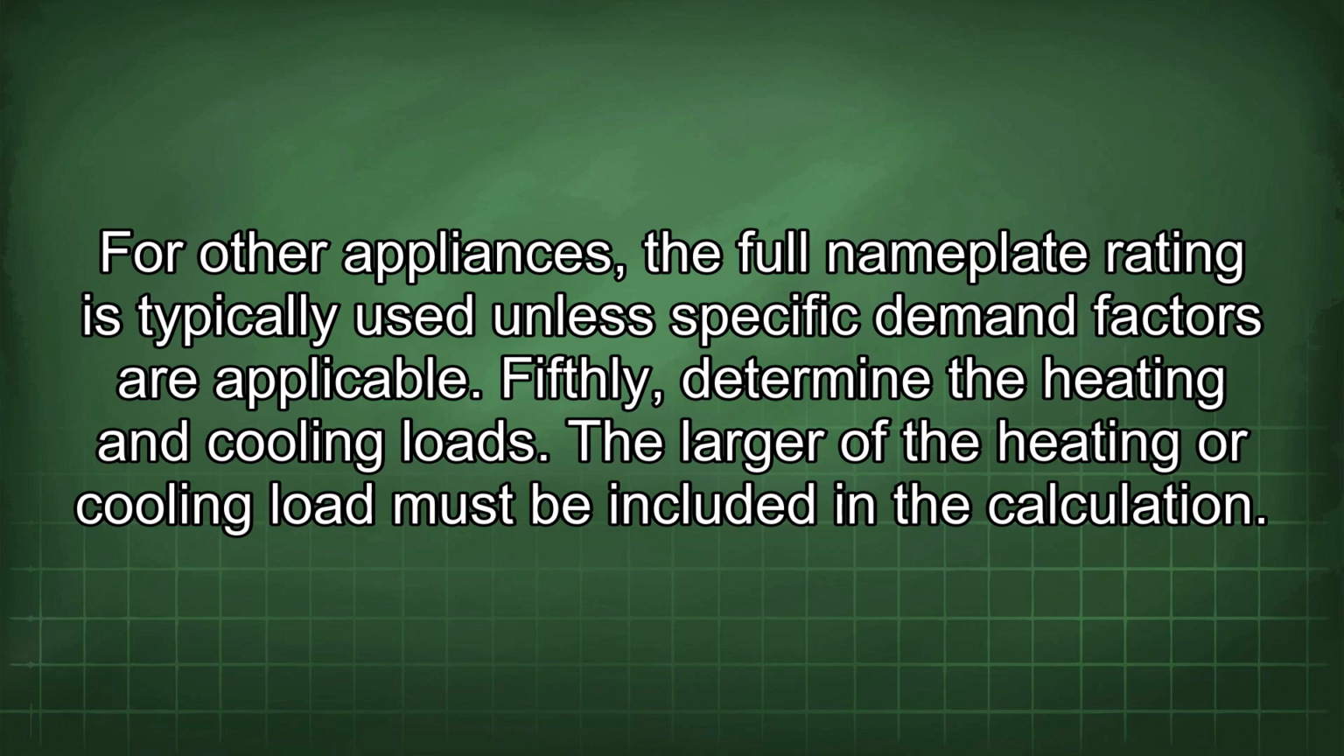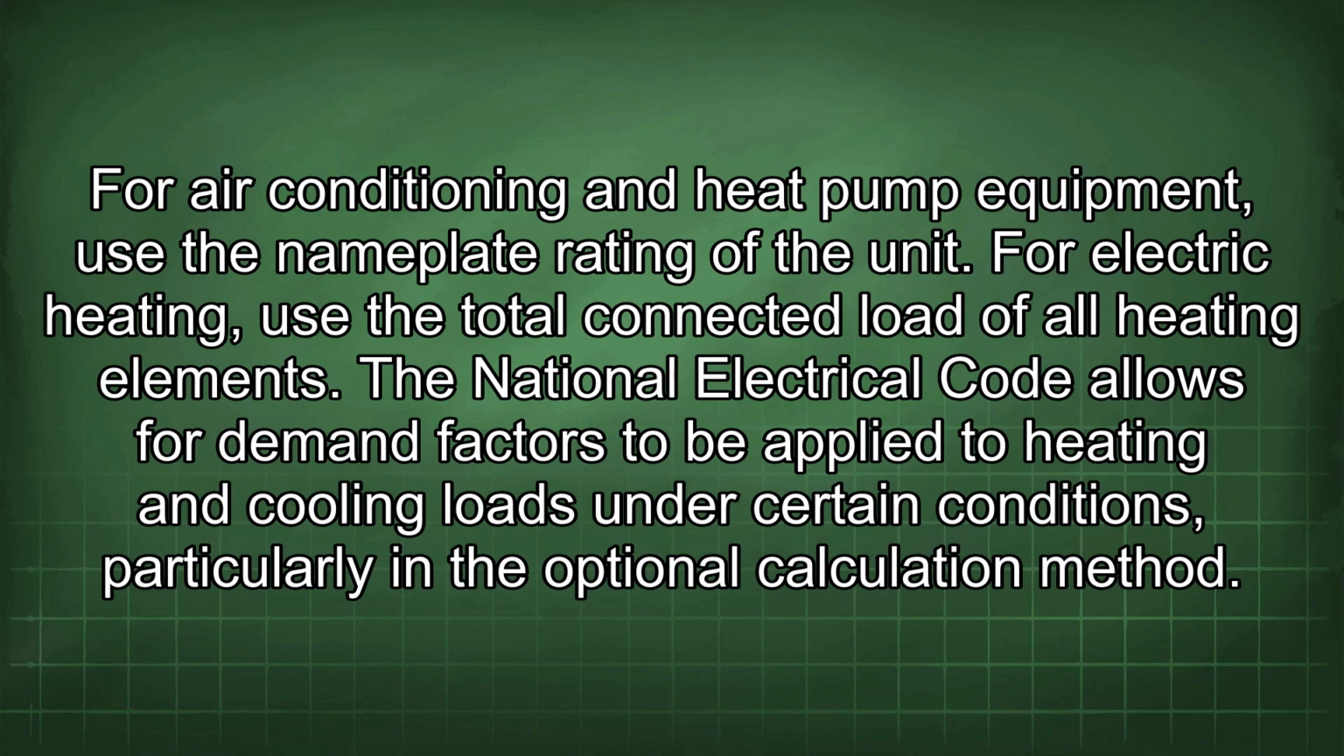Fifthly, determine the heating and cooling loads. The larger of the heating or cooling load must be included in the calculation. For air conditioning and heat pump equipment, use the nameplate rating of the unit. For electric heating, use the total connected load of all heating elements. The National Electrical Code allows for demand factors to be applied to heating and cooling loads under certain conditions, particularly in the optional calculation method.